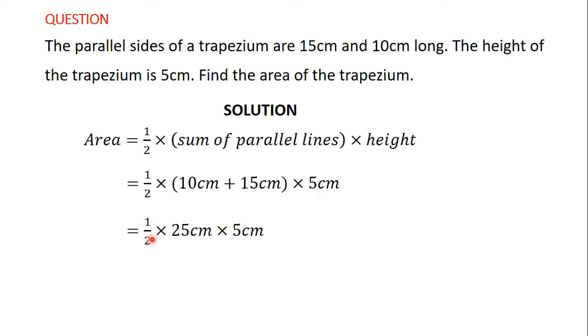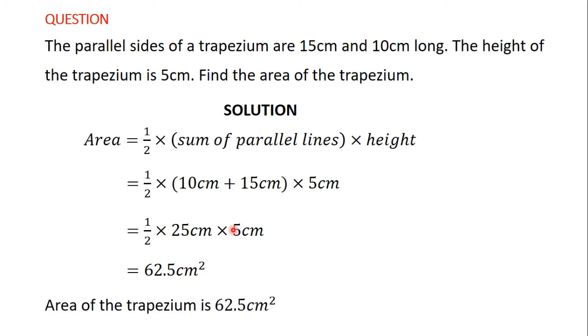This is going to give us half times 10 centimeters plus 15 centimeters, which is 25 centimeters, times 5 centimeters. If you simplify this, you are going to have 62.5 centimeters squared. So the area of this trapezium is 62.5 centimeters squared.